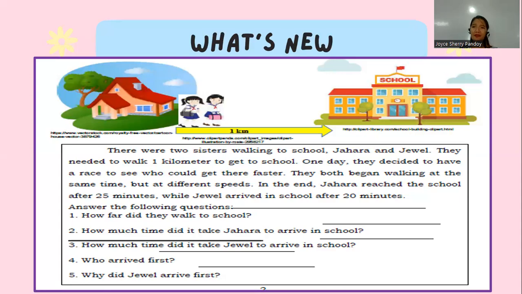Now, who arrived first? Kasi may nakauna ning lag-abot. Yes, it is Jewel who arrived first. Why did Jewel arrive first? What do you think is the reason na nakauna si Jewel? Sakto. Because Jewel walks faster than Jahara. So, klaro na na?